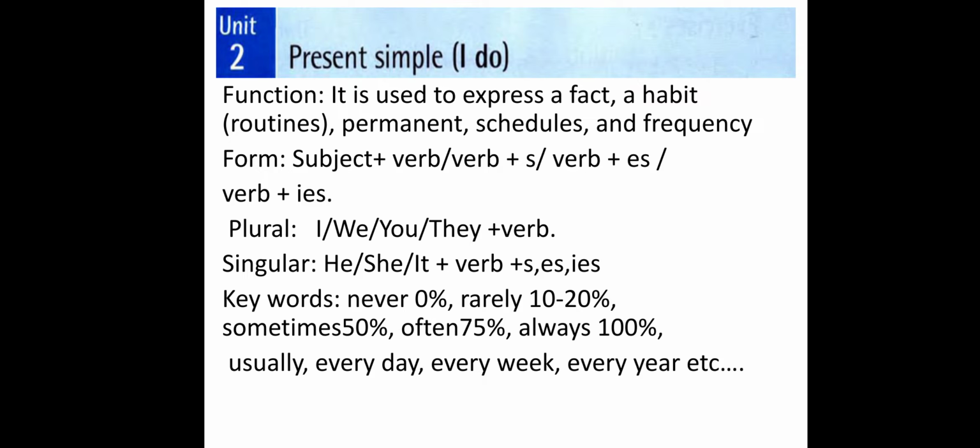For permanent actions, we can say we live in Gaza. We is plural, so we use the base form only here. Another example, he works at school. He is singular, so we use the verb plus s here. So we say he works at school.